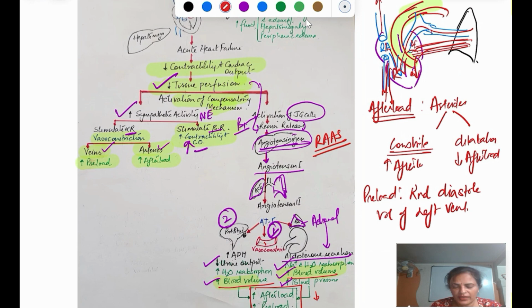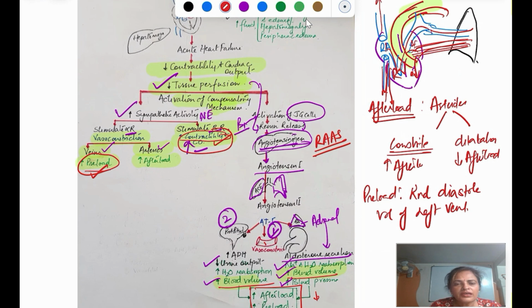How is it going to help? So initially, because of this increased preload, your volume increased, and increased contractility and cardiac output, the heart will be able to meet the metabolic demand of the body. Your fluid has increased, so preload, increased contractility, and there is increased cardiac output.